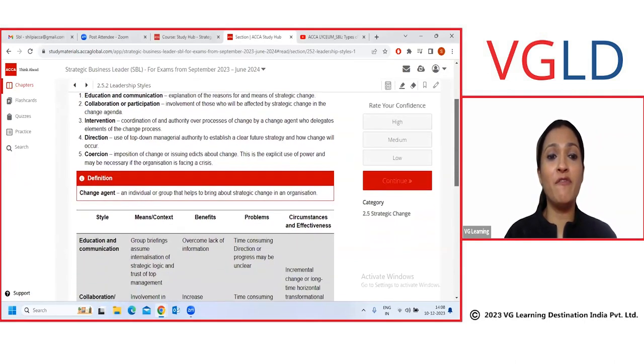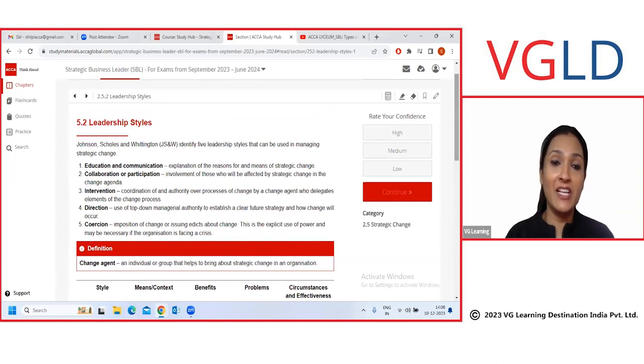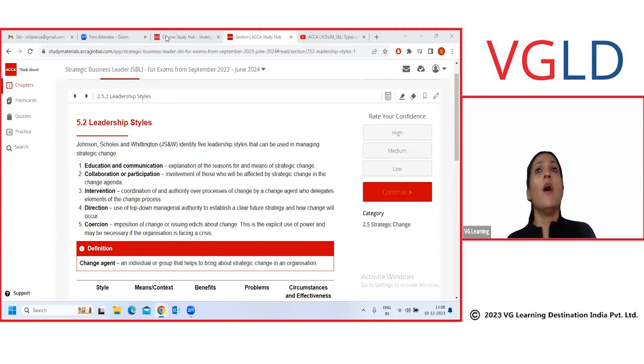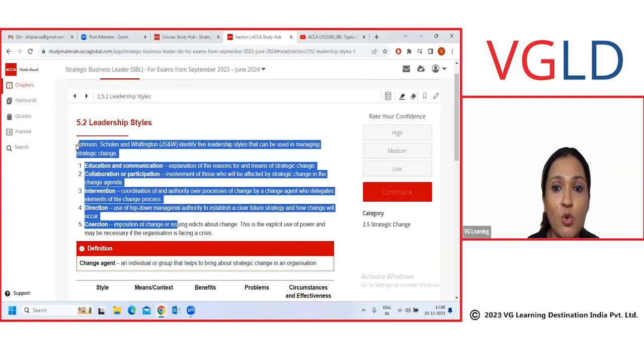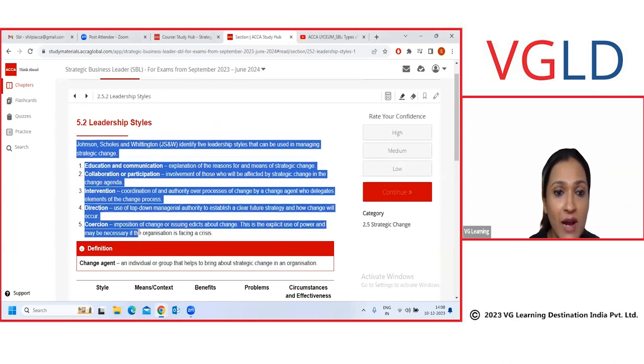Because now we're going to have a look at different styles of being able to lead your organization, different leadership styles in which you are going to either collaborate, or use the force of power, or educate your people to come along and participate with you. Or sometimes where intervention is very important, or sometimes we just need to direct our team in terms of how and what needs to be done. So JSW, that is Johnson, Scholes and Whittington, have identified 5 leadership styles that can be used to manage strategic change. So let me just tell you regarding these 5 styles.